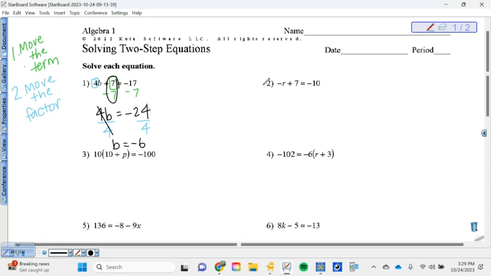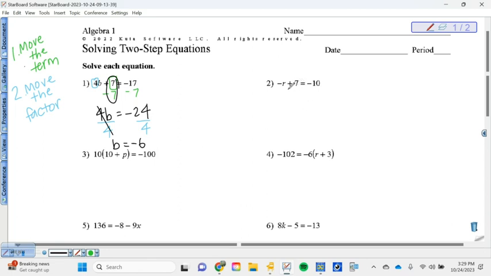So try number 2. It's just like number 1. Move the term first and then move the factor. So let's talk about that. What is the term? What's the term that I need to get rid of? 7. How do I get rid of this plus 7?